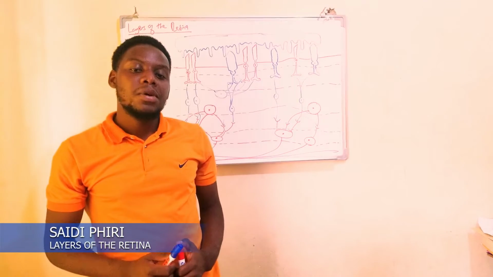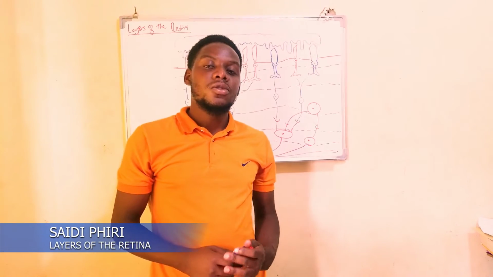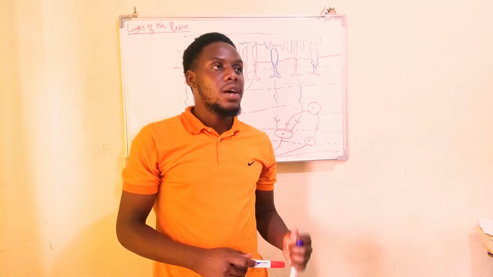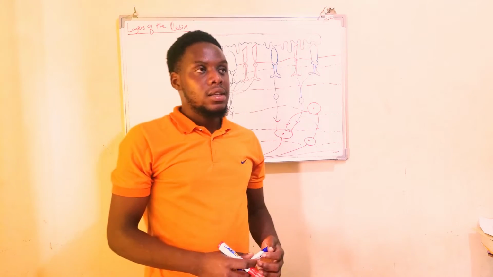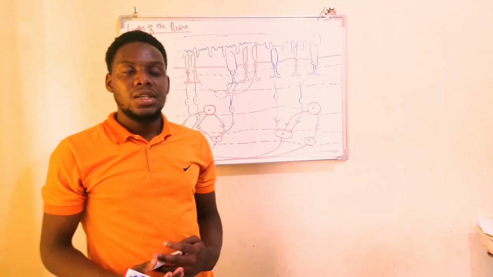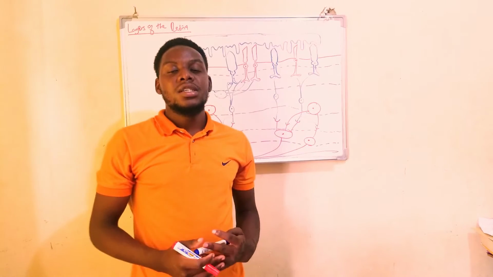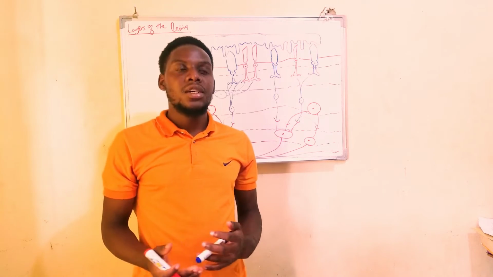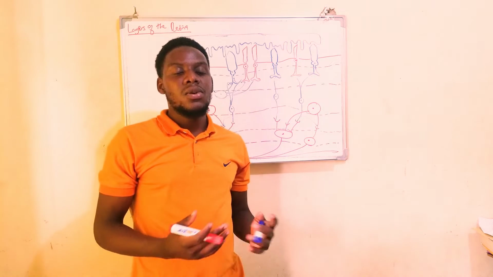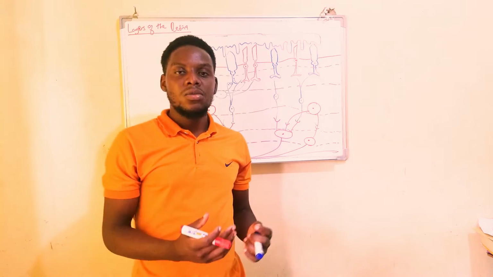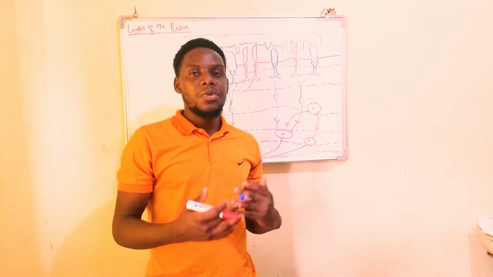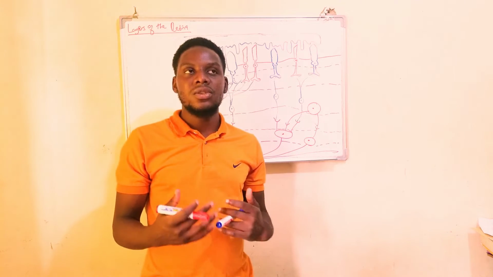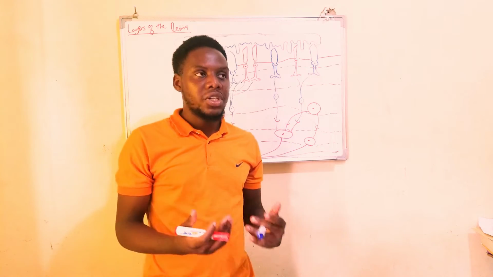Okay, so welcome back to the second video of special senses on the eye. In this video, we're going to talk about layers of the retina. If you remember from the previous video, we said the retina functions in absorption of light rays. When light rays have been focused by the lens, they'll hit the retina, which absorbs them and helps in the process of transduction, converting those light rays into action potentials.